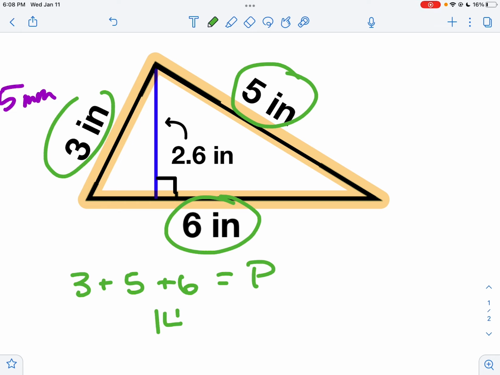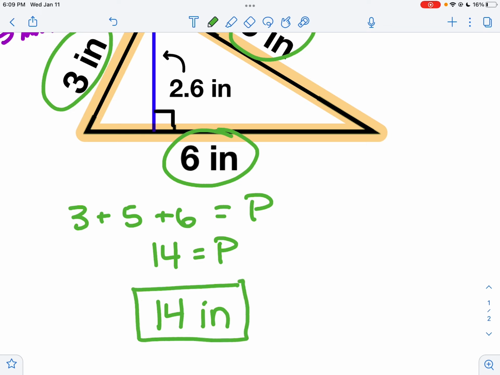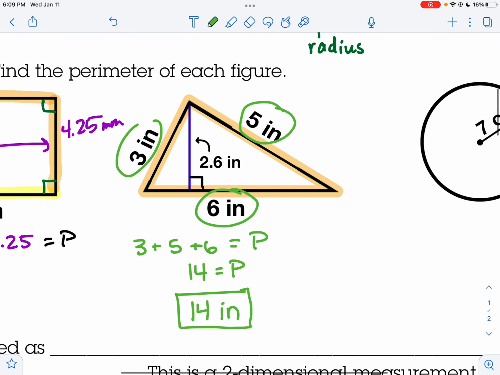We get 14. So as far as our answer, 14, so 1, 4, space. Remember to put your inches in. On the Google form, I do remind you to add in your units. And if you get it wrong, one of the feedback things that pops up is, did you include your units? So just remember, keep your units in there.